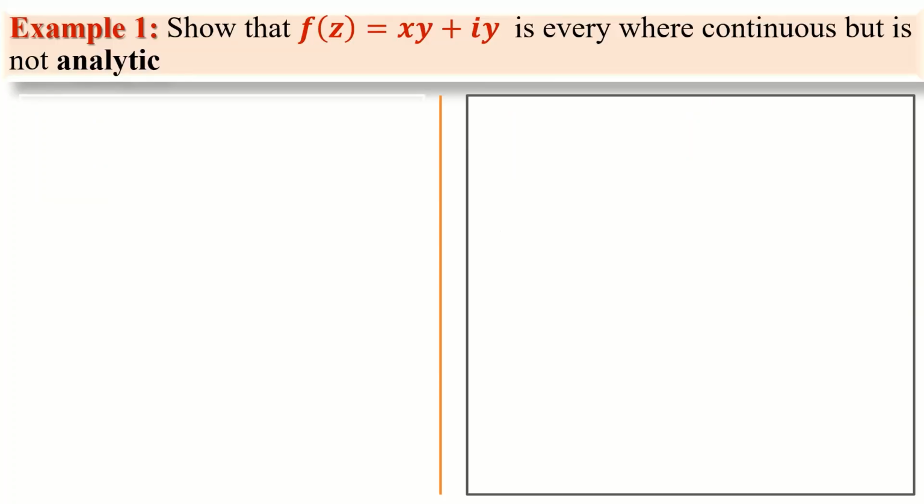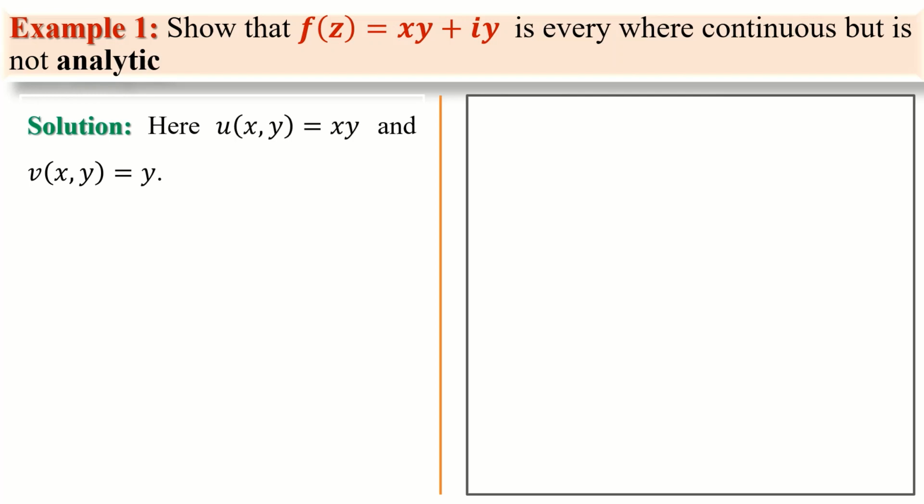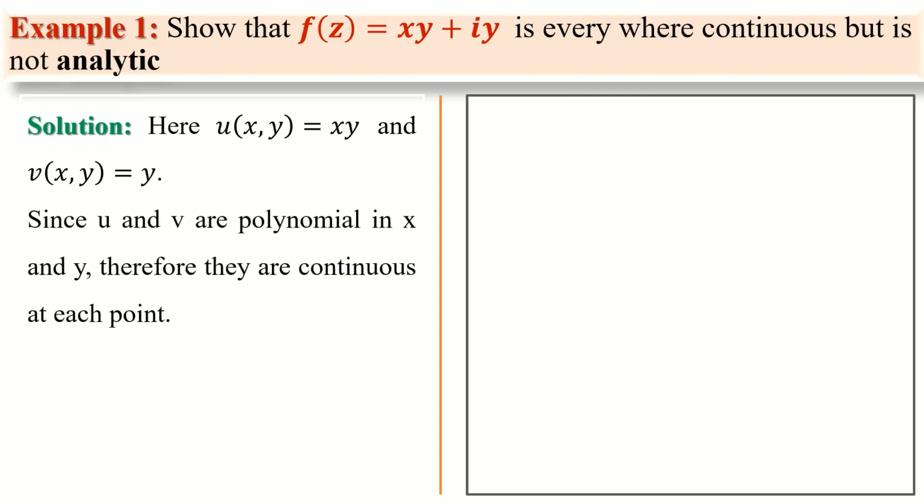Now let us see some examples related to the analytic function. The first question: if f(z) is equal to xy plus iy, then we have to show that it is everywhere continuous, but it is not analytic. For the continuity we will prove here. We can write f in the form u plus iv, where u is xy and v is y. Now we know that u and v are polynomials in x and y, therefore they will be continuous at each and every point.